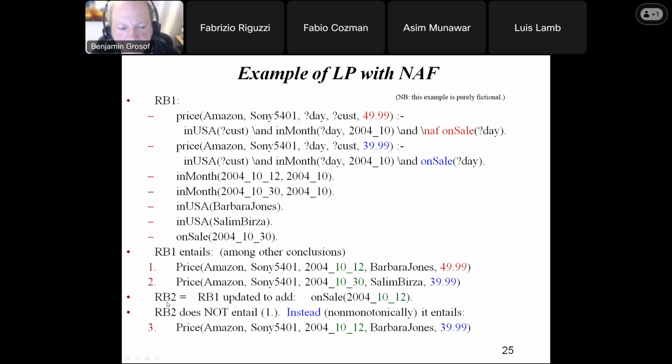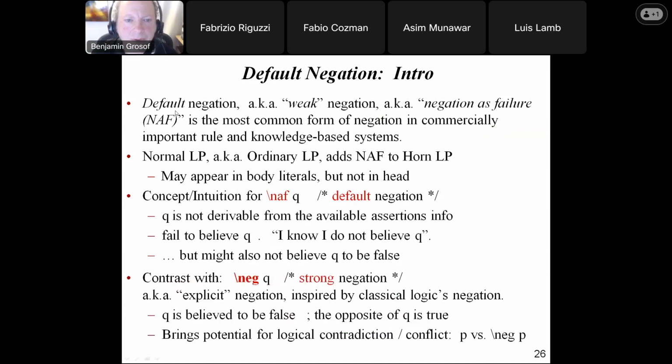So if we consider this rule base and then we update it to add a new assertion that the 12th is also a sale day, then something that was concluded before, namely the price for Barbara was 49, is no longer entailed. It is retracted. This is called non-monotonicity. Instead, it entails that for Barbara, the price is 39, just as it was for Salim.